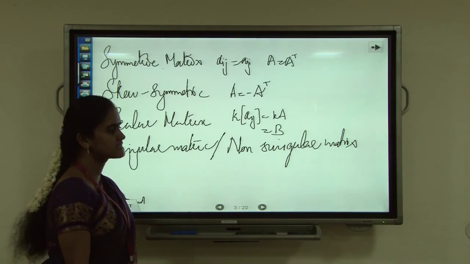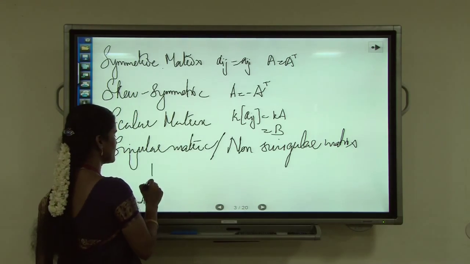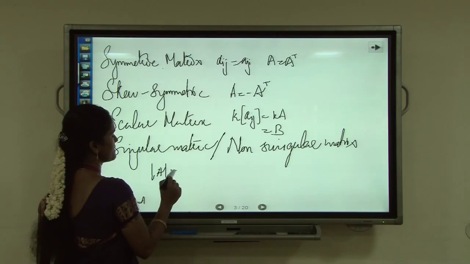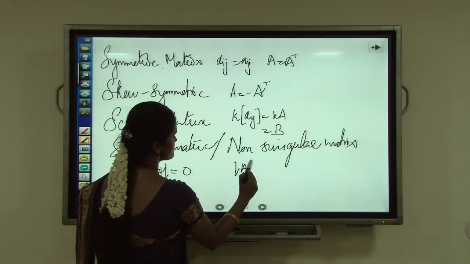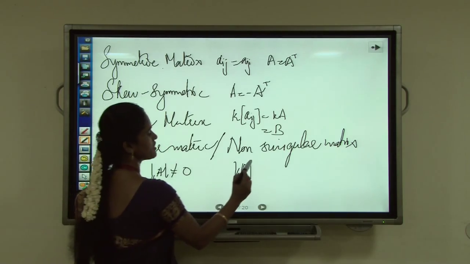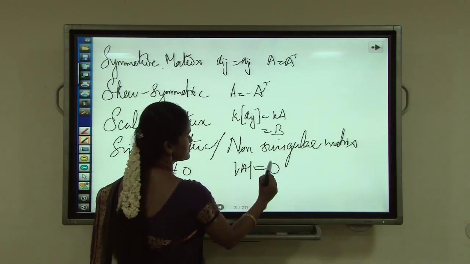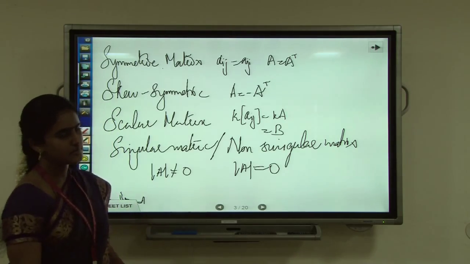Here, singular matrices or non-singular matrices: we find the determinant of the square matrix, and check whether it is equal to 0 or not equal to 0. When it is not equal to 0, we call it singular. When it is equal to 0, we call that matrix a non-singular matrix.